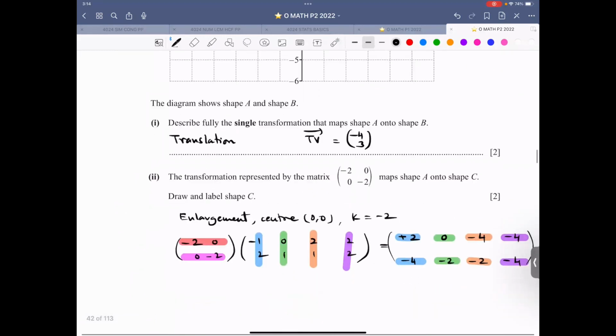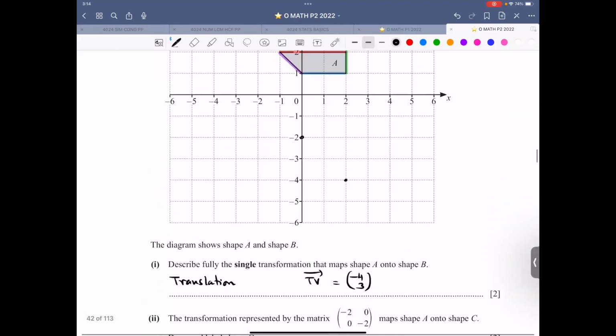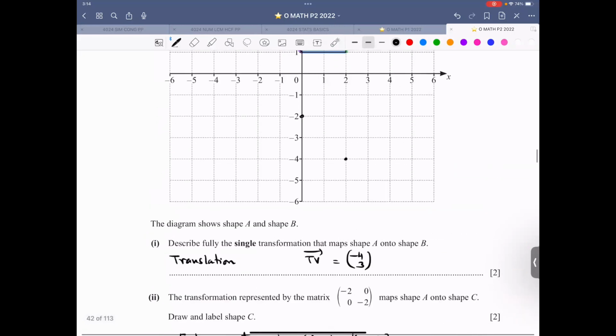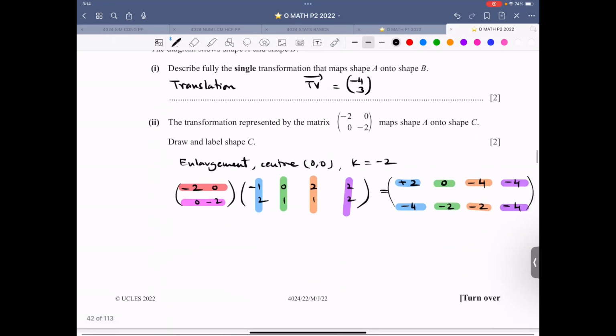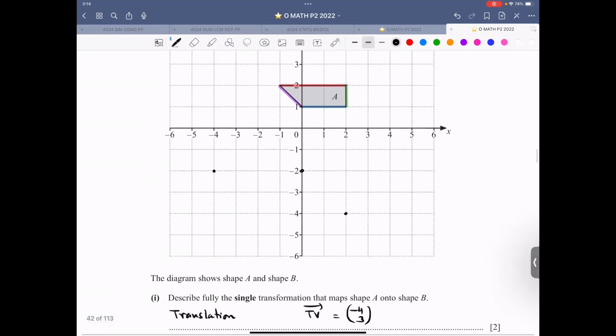And hold for a second. -4, -2, -4, -4. And then we have -4, -4. So -4, -4, like this.